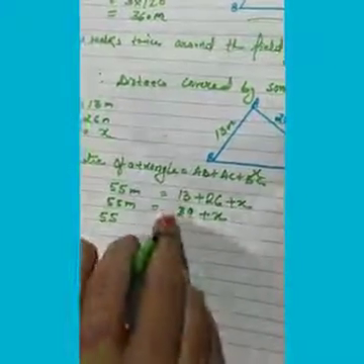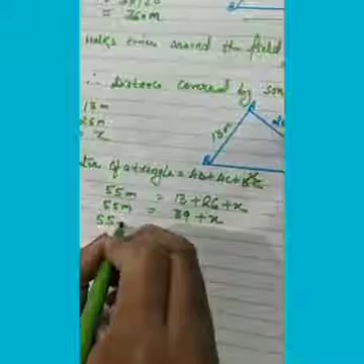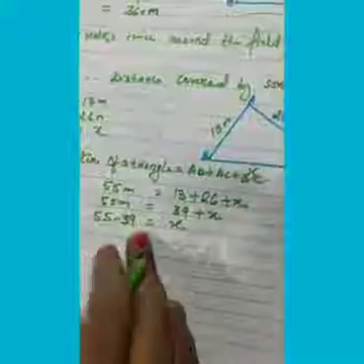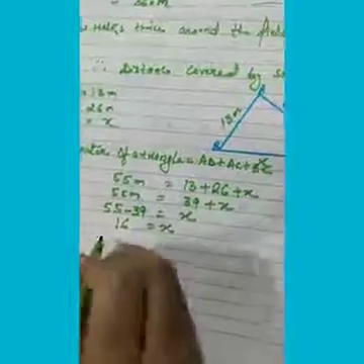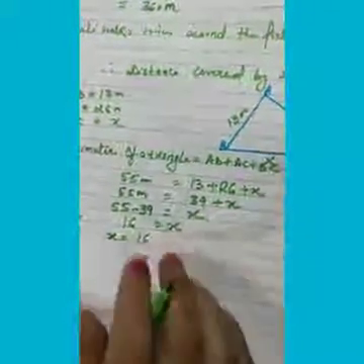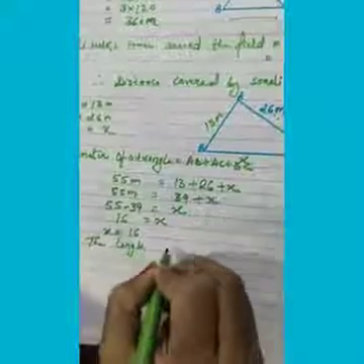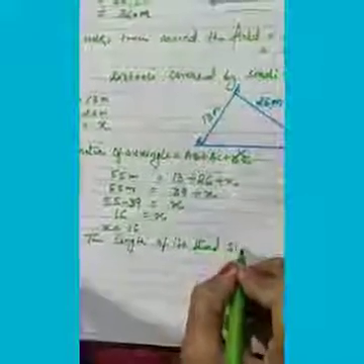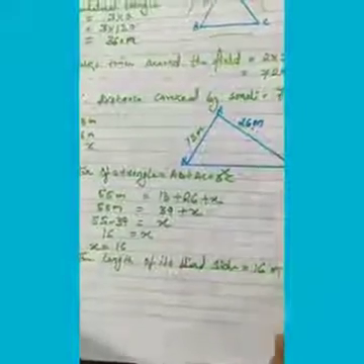What sign is given here with 55? Plus sign. When it comes to the other side, it should be minus. Equal to X. Now 55 minus 39, 16 equals X. Now you have to change their place: X is equal to 16. It means the length of its third side equals 16 meter. Understood?